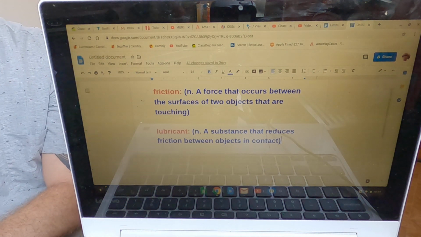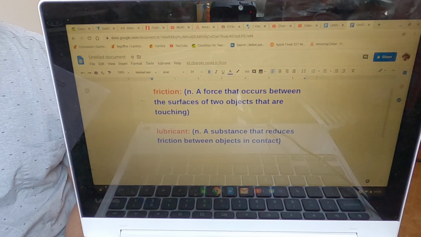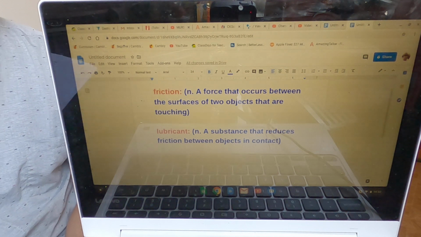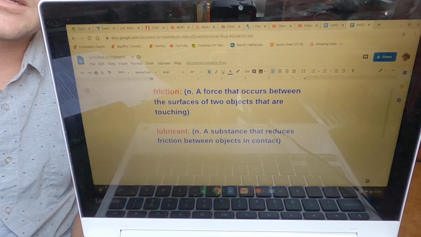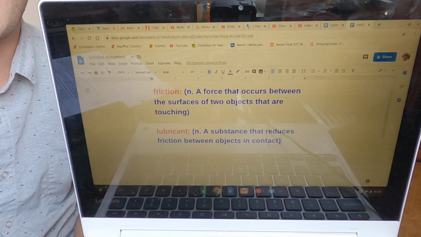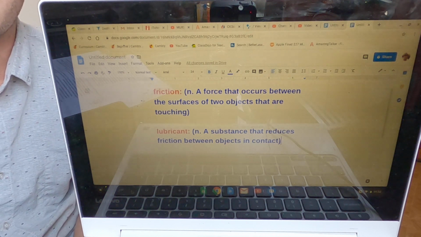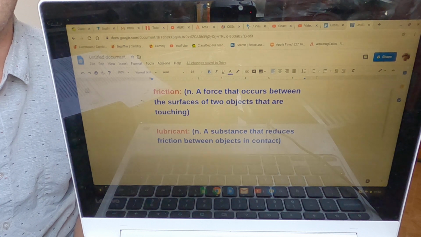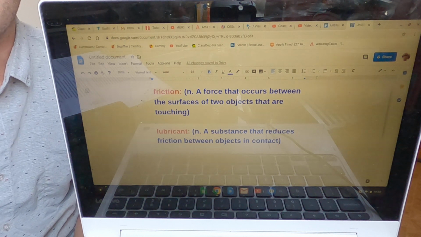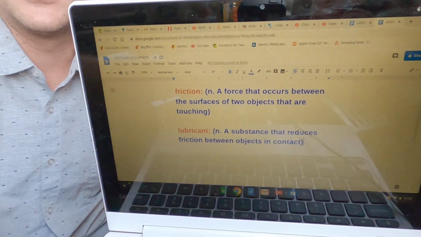And what I would like for you to try to do is to identify different examples of types of surfaces and different examples of friction, and post that in the class story today. Tomorrow by 5 p.m. Just examples of surfaces and examples of friction that can be caused by those surfaces.